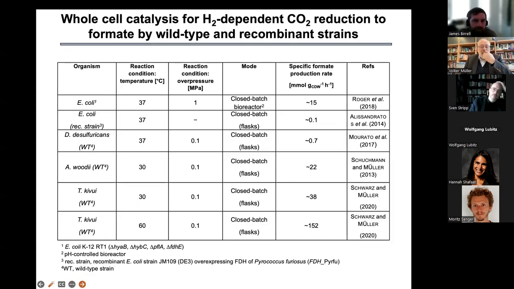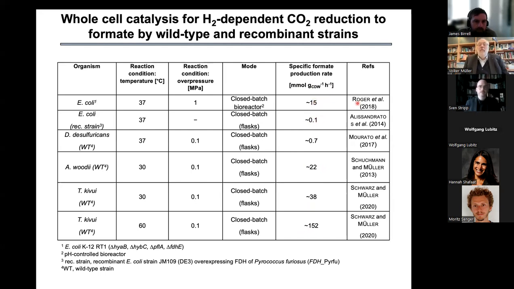So that was developed, and if you compare the activities, the specific formate production rates from hydrogen and CO2, here in the bottom of that legend table, you see the thermophile with 152 millimole per gram cell dry weight per hour. And if you compare that to our mesophile with 22, that is much better. And if you go to E. coli under normal conditions, that is lousy with only 0.1.